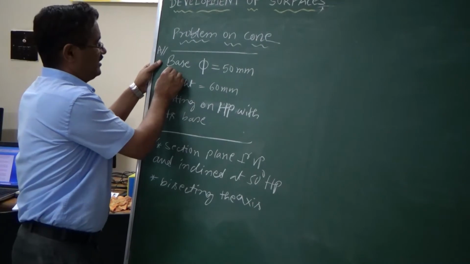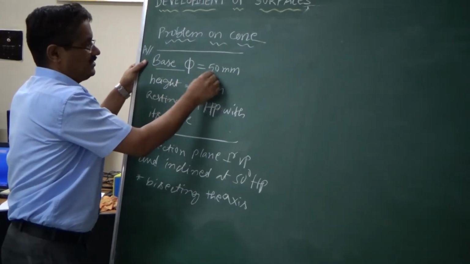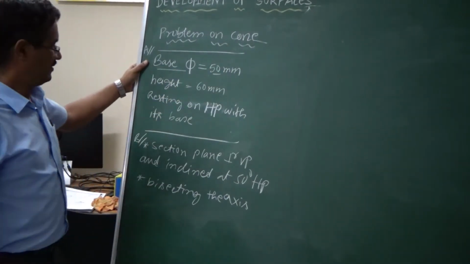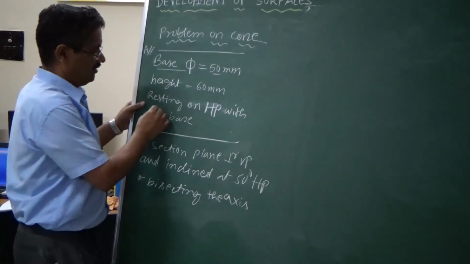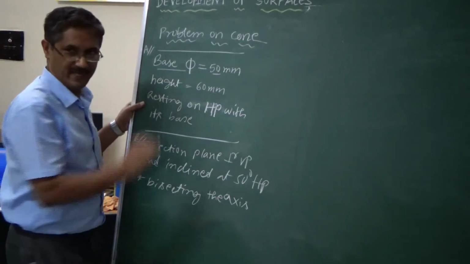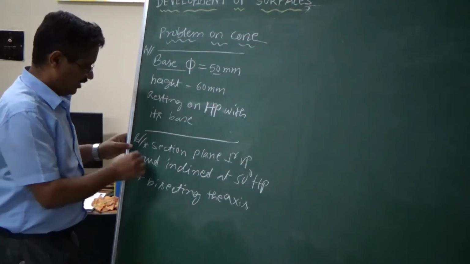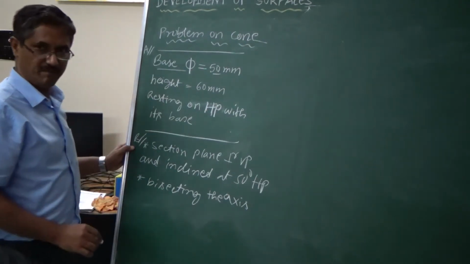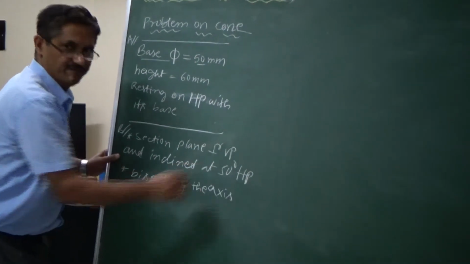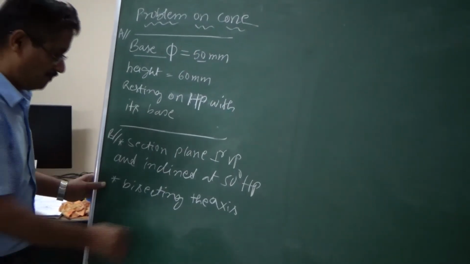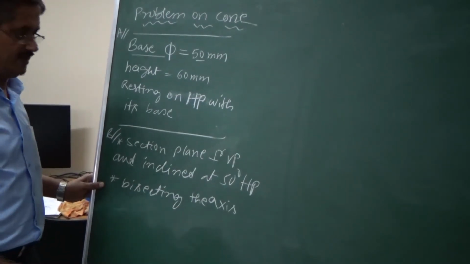So the data for this problem is: base diameter is 50 mm. So the diameter of the base is 50 mm. Height of the cone is 60 mm, and it is resting on HP with its base on HP. And when it comes to the section part, the section plane is perpendicular to VP and inclined at 50 degrees to HP, bisecting the axis, meaning at its mid height.